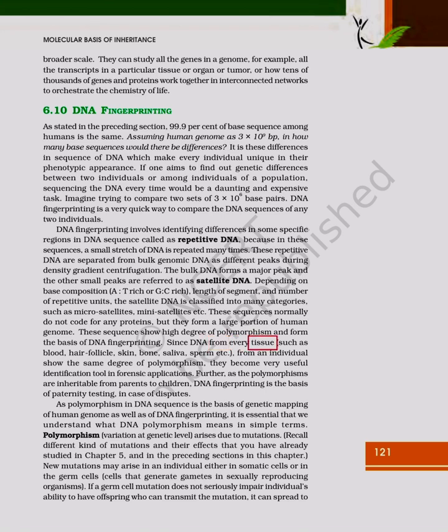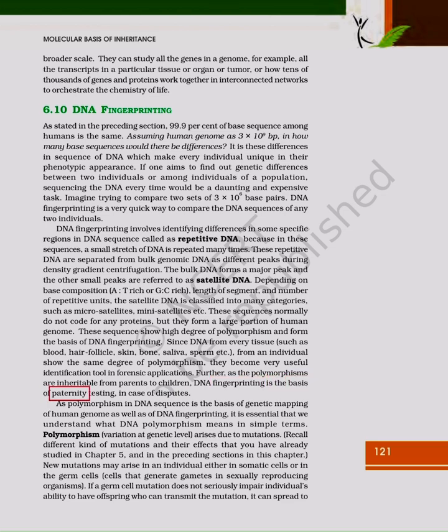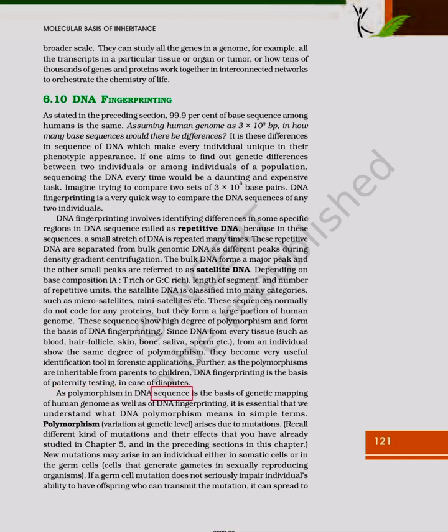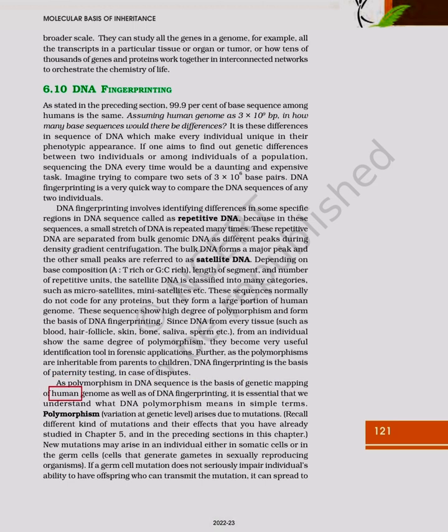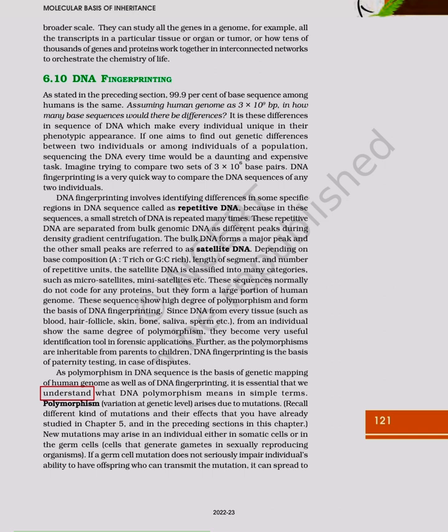Since DNA from every tissue, such as blood, hair follicle, skin, bone, saliva, sperm, etc., from an individual shows the same degree of polymorphism, they become a very useful identification tool in forensic applications. Further, as the polymorphisms are inheritable from parents to children, DNA fingerprinting is the basis of paternity testing, in case of disputes. As polymorphism in DNA sequence is the basis of genetic mapping of the human genome as well as of DNA fingerprinting, it is essential that we understand what DNA polymorphism means in simple terms.